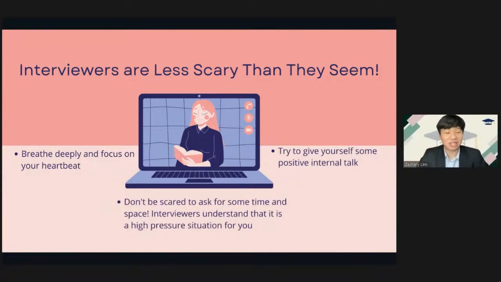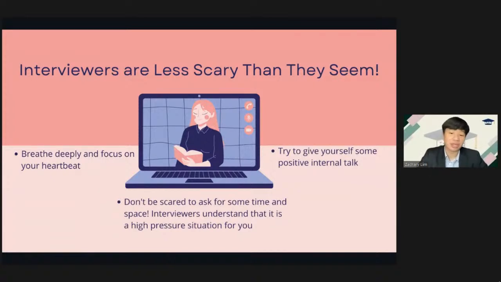They are actually very understanding people. They understand that you're a student and you're under a high pressure environment. So I wouldn't worry too much about the interviewers. So how do you think under pressure? Basically, try to breathe deeply and focus on your heartbeat. That's your own body. You should be able to calm yourself down through these few techniques, like breathing deeply and focusing, trying to listen to your heartbeat through your ears. Yeah, if that makes sense.